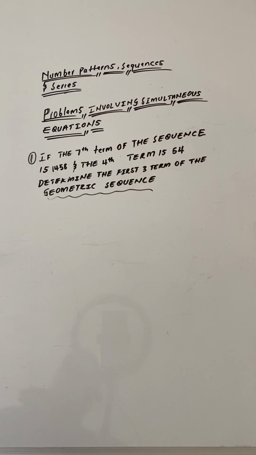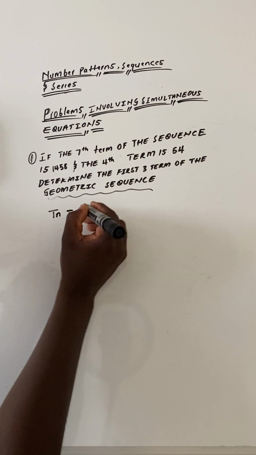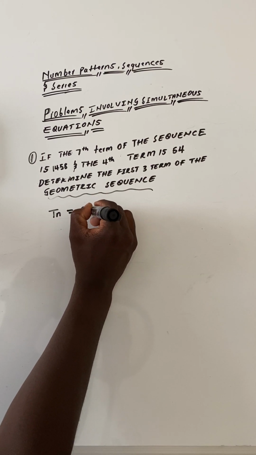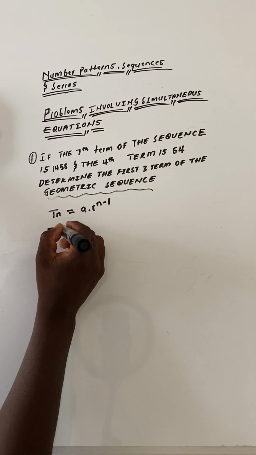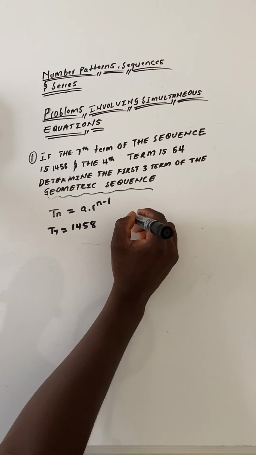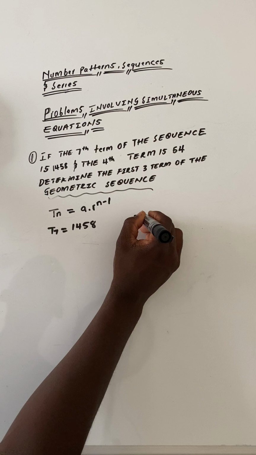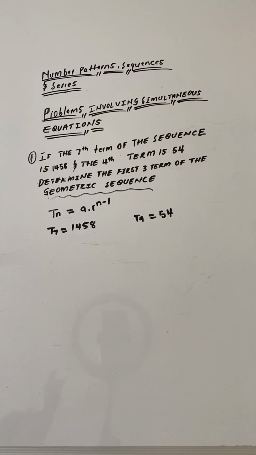Now one would ask, we don't have a common ratio, we don't have a first term, how would we go about that? We need to use the general formula for a geometric sequence: Tn equals A times R to the power n minus 1. What information are we given here? We are given that T7 is equal to 1458, and that the fourth term, T4, is equal to 54. We must determine the first three terms of the geometric sequence.